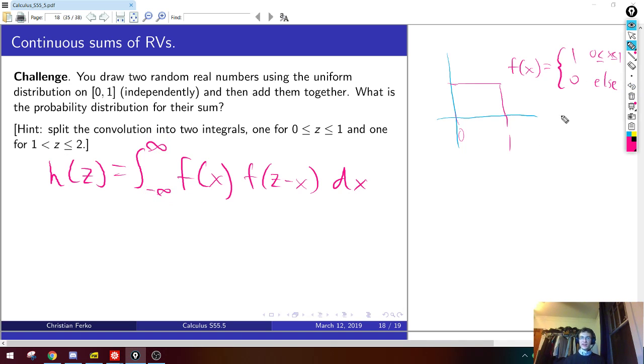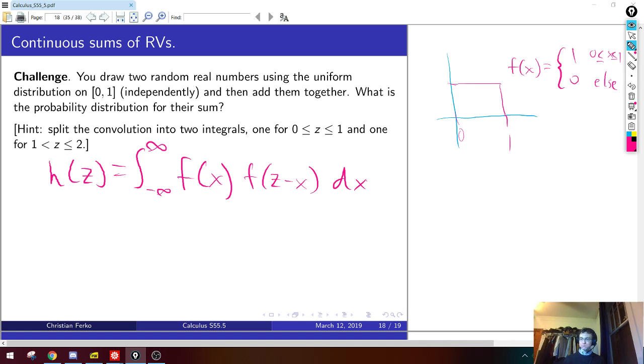So the hint is that, okay, this integral from minus infinity to infinity is very complicated, but I'll ask you to split it into two pieces, because this function is very simple, because the function is only non-zero between 0 and 1. So I'll ask you to split this integral into two separate pieces, because either this first guy, x, is between 0 and 1, so the first guy is non-zero, or the second guy, z minus x, is between 0 and 1, and hence the second factor is non-zero, or both. So how can you split this up using that information?